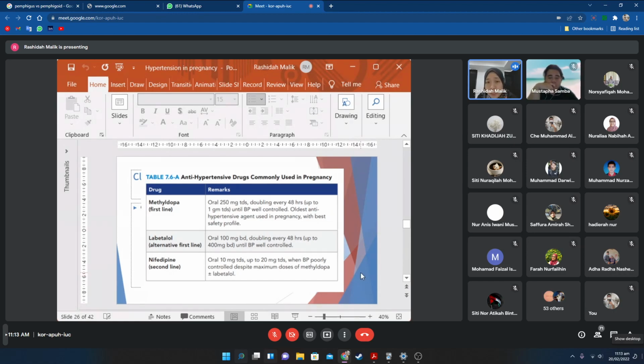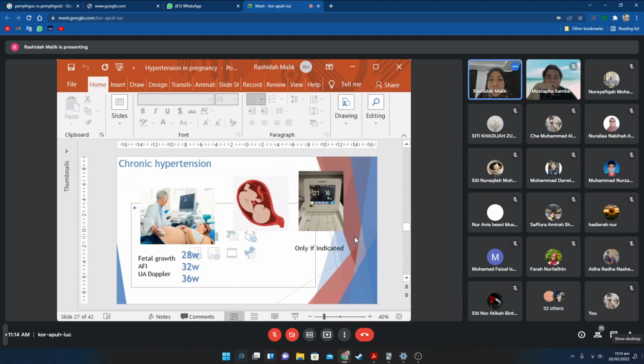And the nifedipine, 10 milligram TDS, you start at that dose and you can go up to a maximum dose of 20 milligram TDS. So as you can see, methyldopa is the first line and labetalol is the alternative first line. So we are a bit hesitant to start labetalol early in the pregnancy. Right? So for the baby, for chronic hypertension, CTG only if indicated.